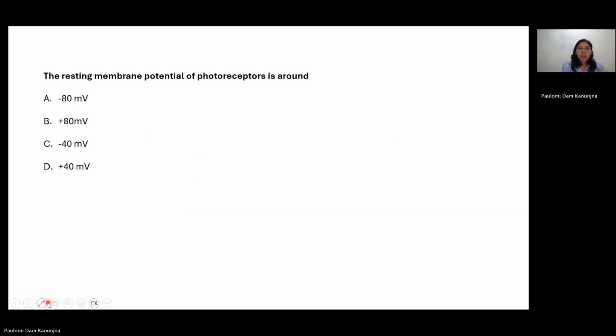Okay, now adding on to this, if you remember, what is the resting membrane potential of photoreceptors? Try to remember from the class, from the images that the professor had drawn onto the slides. If you remember, it was minus 40 millivolts.